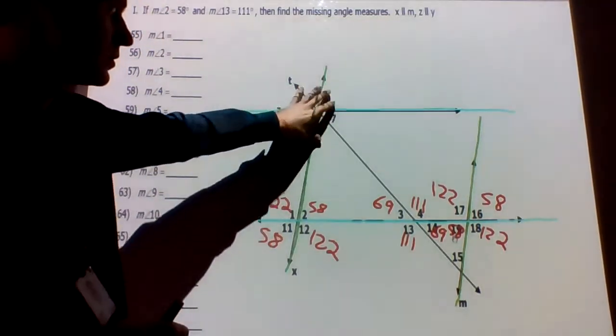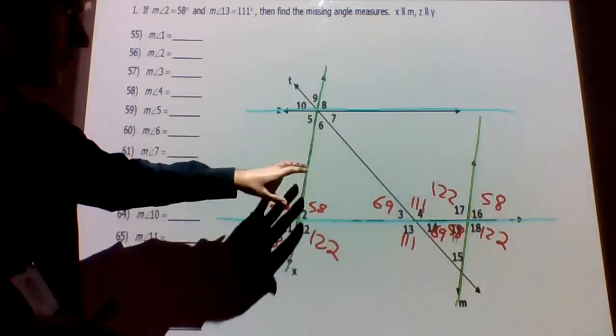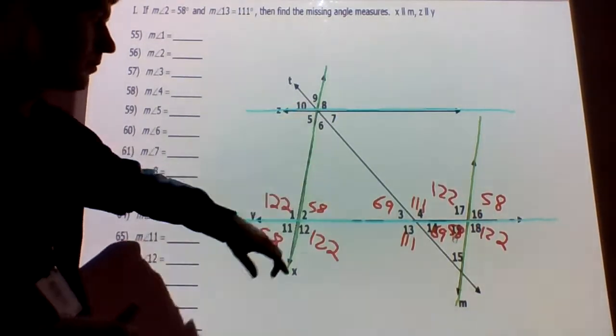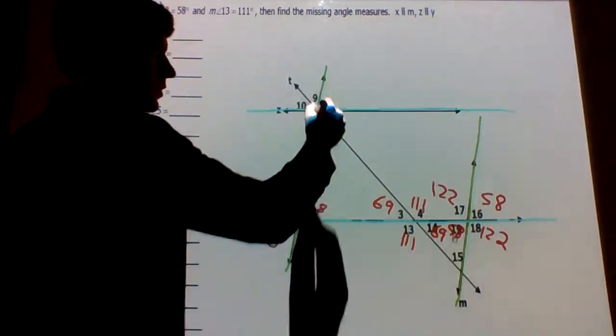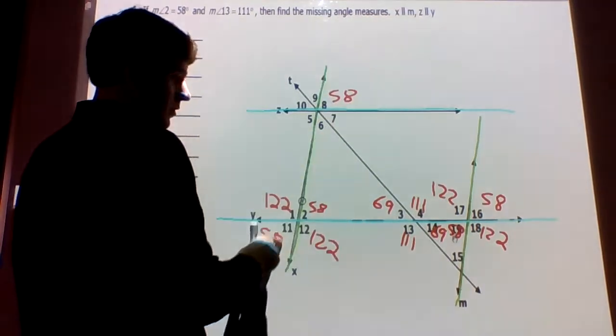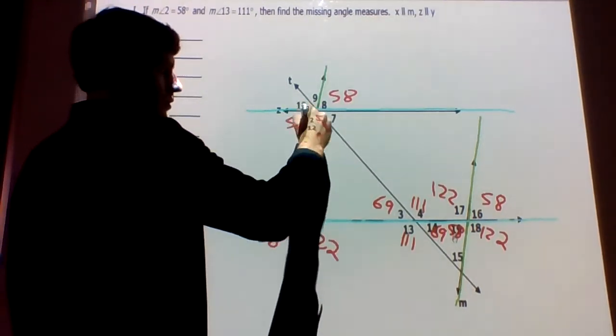Okay, so let's try to get up to this intersection point. Right now the only one where it's not split up would be 8 and 5. So we know 2 and 8 are corresponding, so this is going to be 58, right? Or these would be corresponding, or alternate interior. So these two are going to be 58.